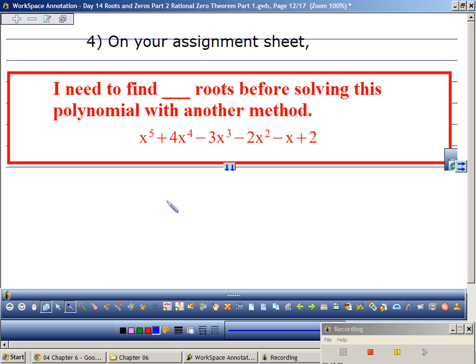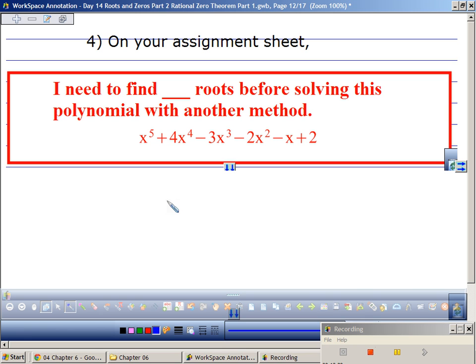Why 3? Hold on, let him talk. Guys, he's the one who answered. Go ahead. Say it again. Why would I need to find 3 roots before solving this a different way? I feel like I want to say 3 zeros.